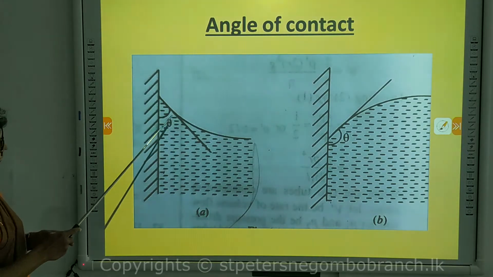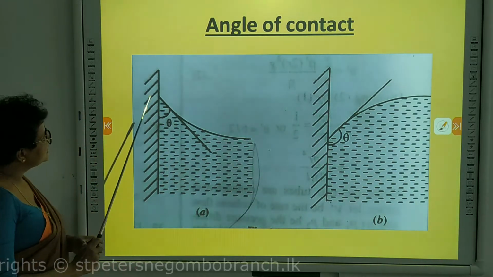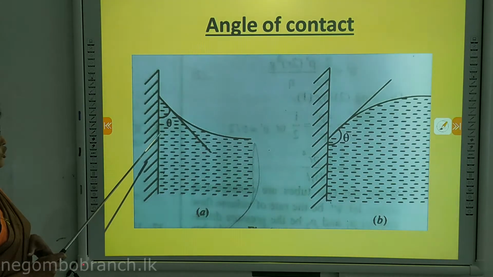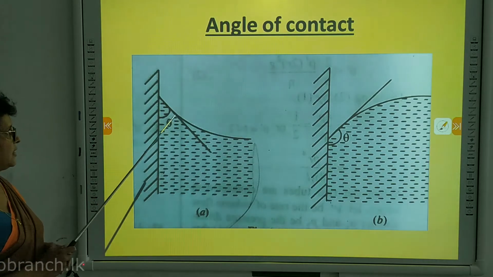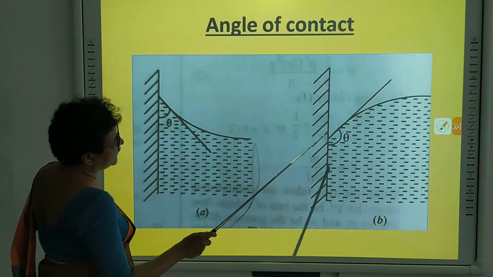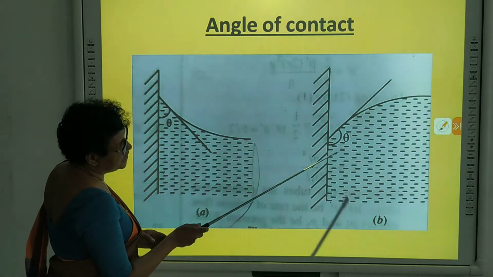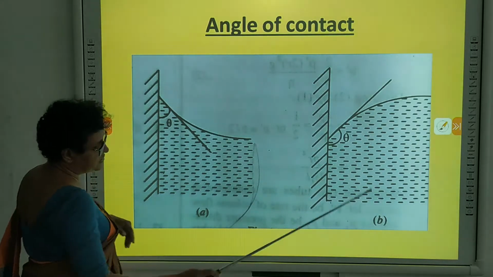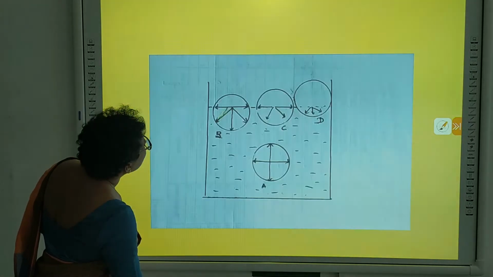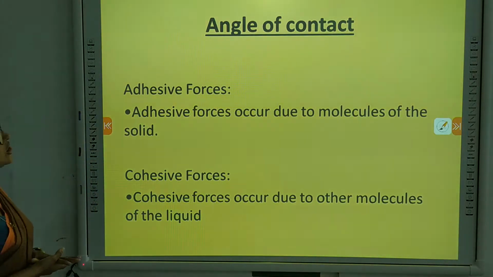Here you can see this meniscus is inward and this is outwards, right? Here, if you draw a line like this, the angle is an acute angle, less than 90 degrees. So if the angle of contact is less than 90 degrees, the meniscus will be downwards. And if this is an obtuse angle, more than 90 degrees, therefore you can say the meniscus will be like this. So from this angle of contact, we can decide whether the meniscus is inward or outwards.